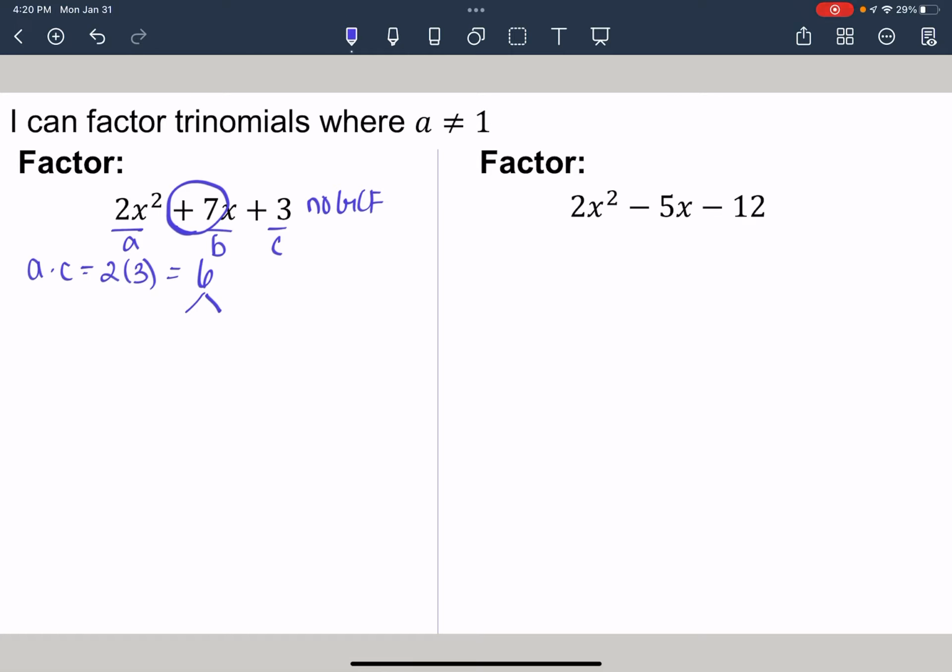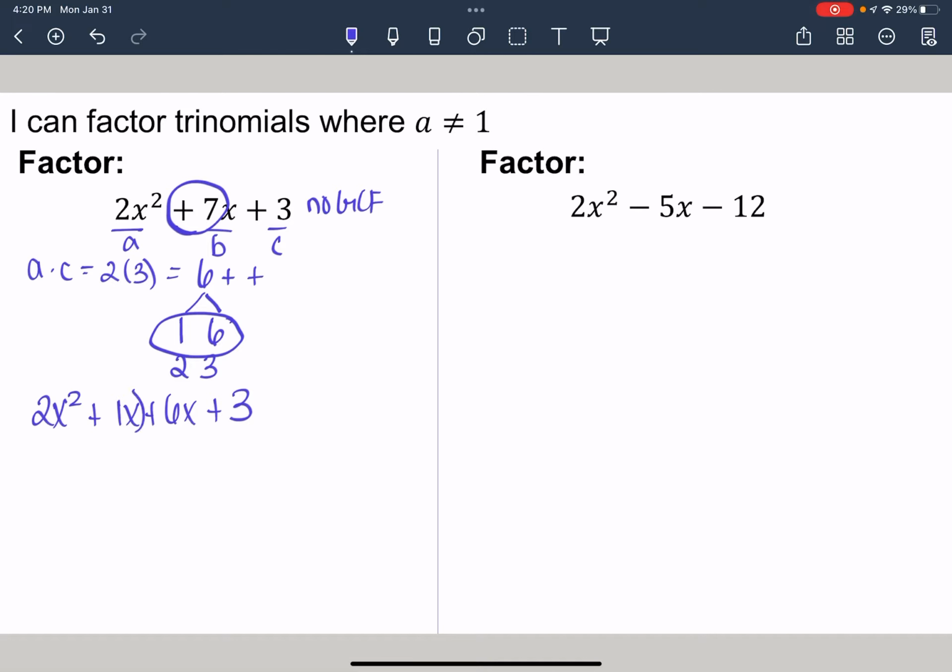6 is positive, and so is 7. So I know I have two positive number factors. So let's look at the factors of 6. They're 1 and 6 and 2 and 3. So the correct set of factors that will add up to 7 are 1 and 6. So now I'm going to rewrite my polynomial. So I write that as 2x squared plus 1x plus 6x plus 3.